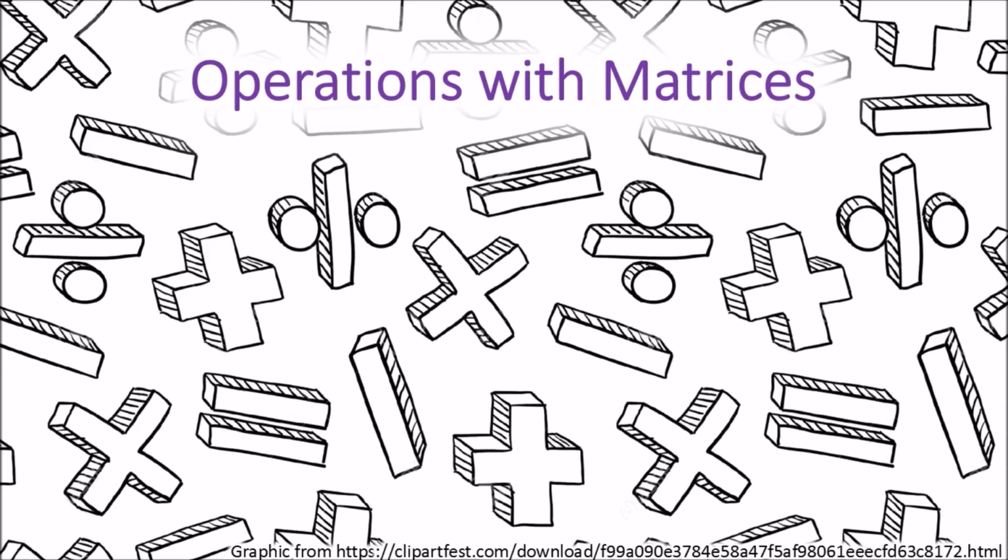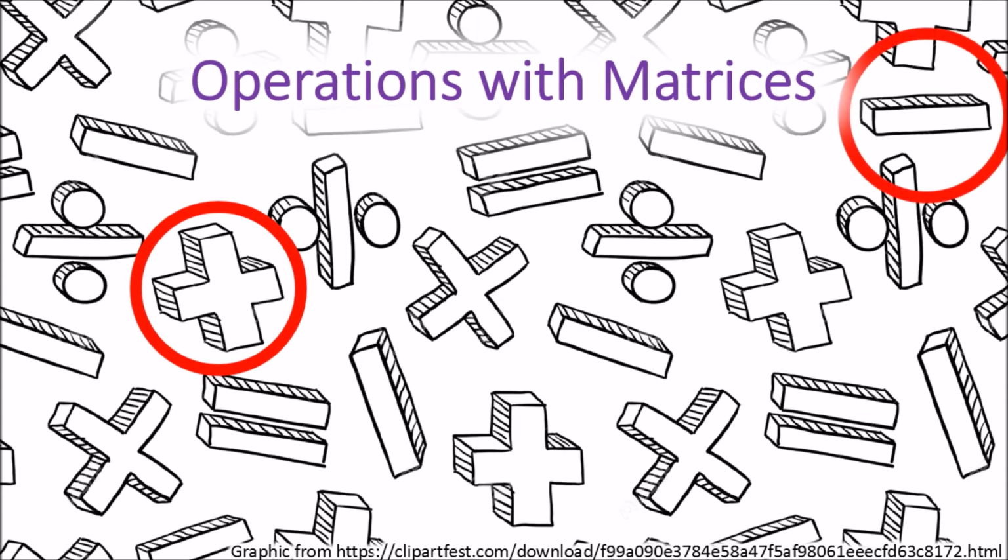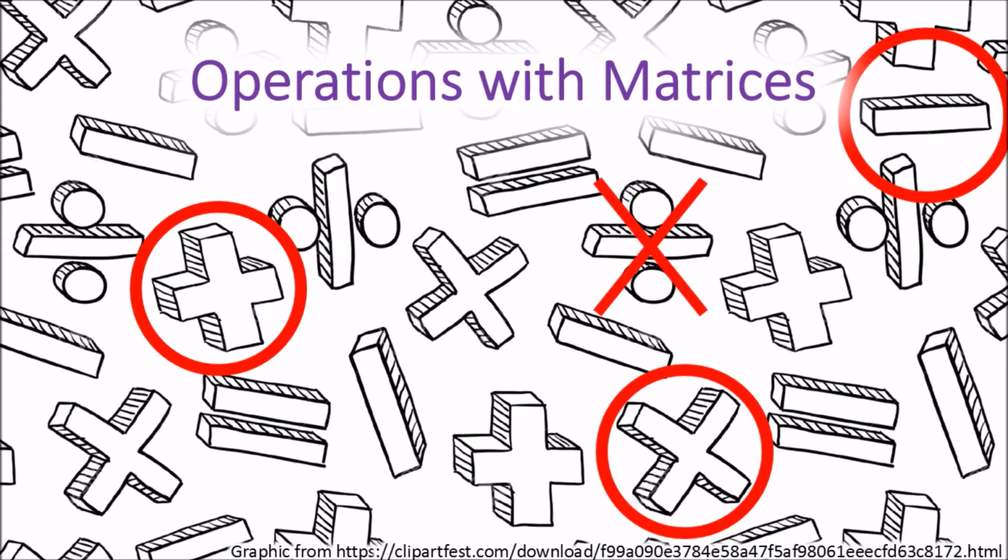Now we're going to look at doing operations with matrices. So we can add matrices, we can subtract one matrix from another matrix, and we can even multiply matrices. But we can't divide them. So when we're using matrices, if we needed to divide them, really what we end up doing is multiply the matrix by its inverse. That's essentially what we need to do when we need to divide one matrix by another matrix.